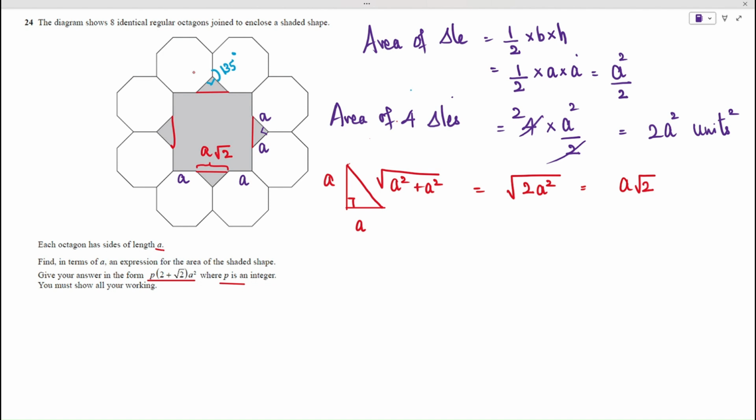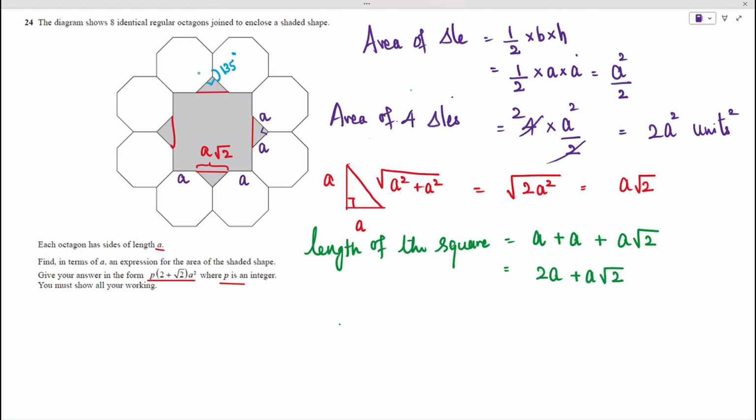So by bringing all these values together, we have a plus a plus a plus a root 2. And this has a total of 2a plus a root 2. Now we can see here immediately that we're on the right tracks because our 2 plus root 2 is replicated in the value that we've got for one of the lengths of our square, and it's the same as what they're expecting of our answer. So we know that we're on generally the right track.